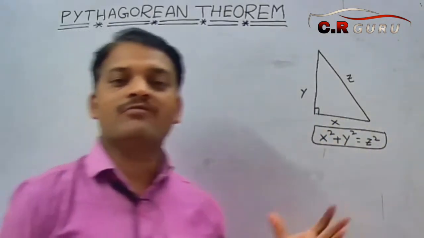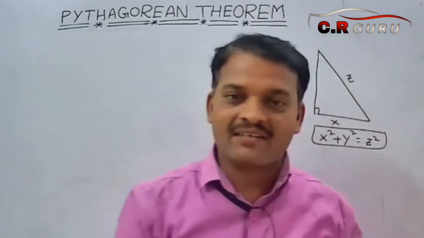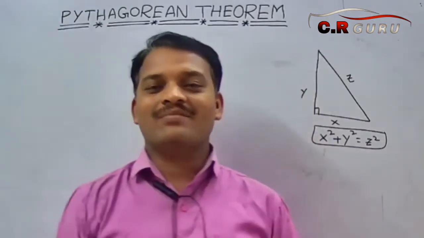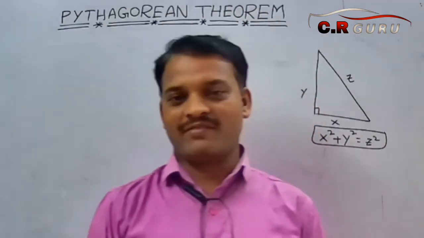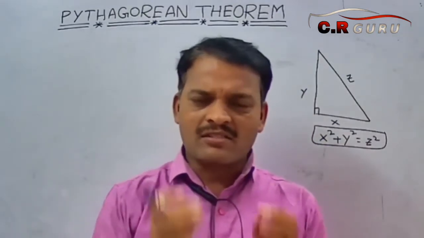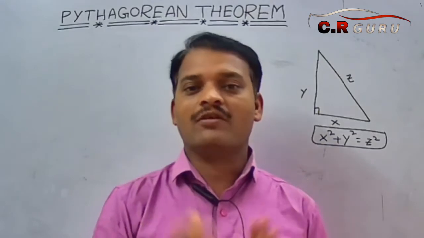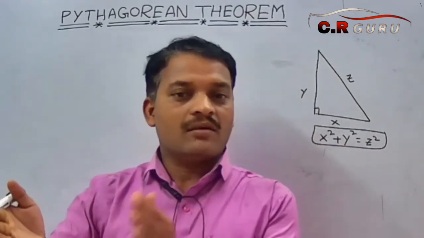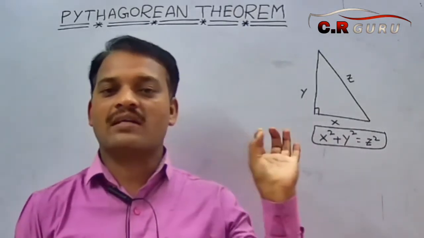So I will prove it, but here I consider a square, and using a square I show how to prove the Pythagorean theorem. This is the speciality of this theorem, my dear friends. This is a very important and wonderful logic. So watch this video up to the ending, and definitely you will get this wonderful shortcut.